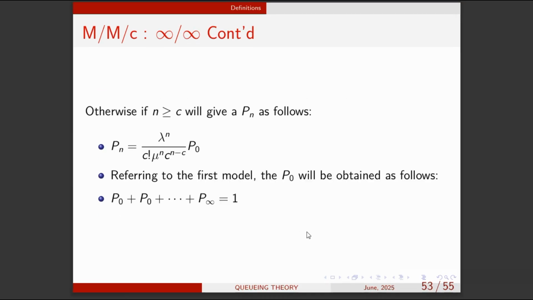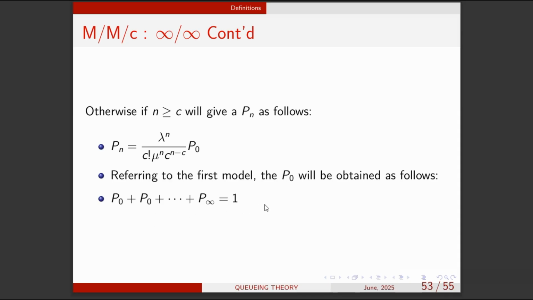So we have another expression for n greater than or equal to c, and that is seen over here. So how do we get our p naught, p1 and so forth? We have to use the same principle. Sorry, this one is actually supposed to be p1.